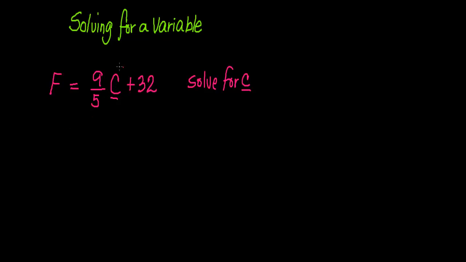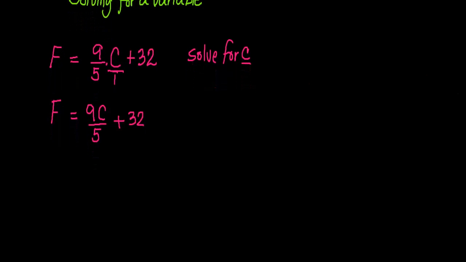Before we do anything, I want to rewrite this expression. Notice that I'm multiplying 9/5 times C. C is really over a 1, right? And when we multiply fractions, I multiply the numerator times the numerator and the denominator times the denominator. So I can rewrite this as 9C divided by 5 plus 32. I want to rewrite it because when we do our do-undo table, it'll be easier for us to see what's going on. So let's do our do-undo table.